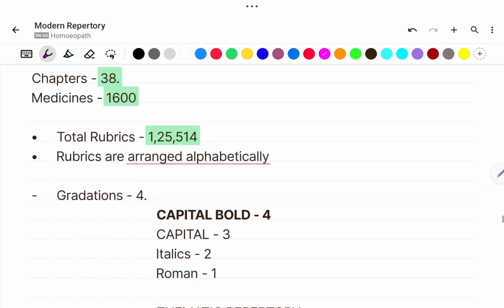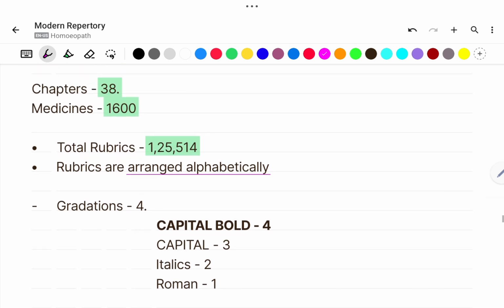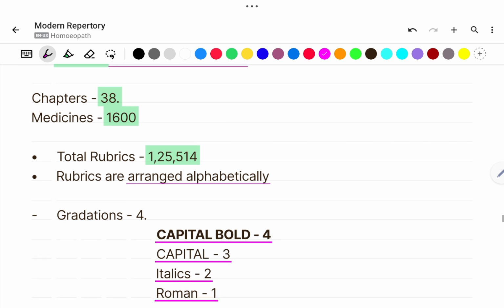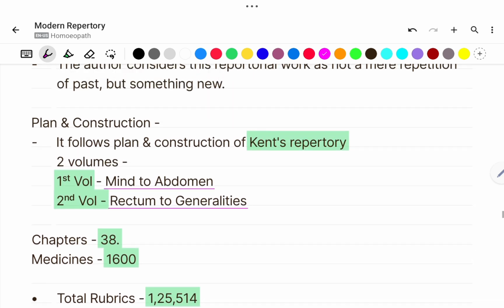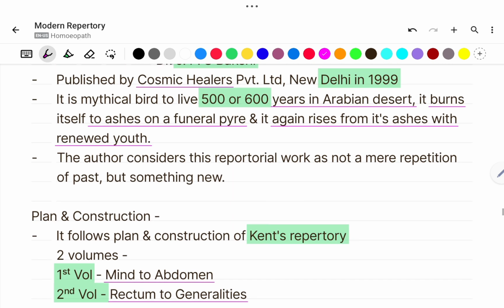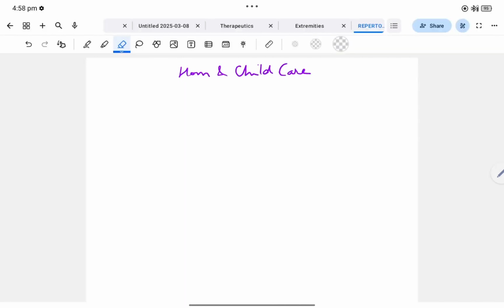Now there are 4 gradations in this repertory. First is capital bold with 4 marks, second is capital with 3 marks, third is italics with 2 marks, and fourth is Roman with 1 mark. Now these were our 2 repertories of the day. Now we will revise these 2 repertories. Now we will see some important points of these 2 repertories.